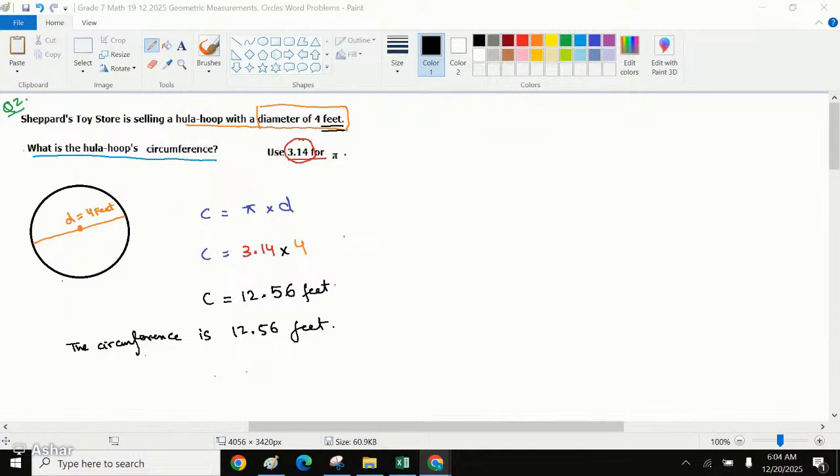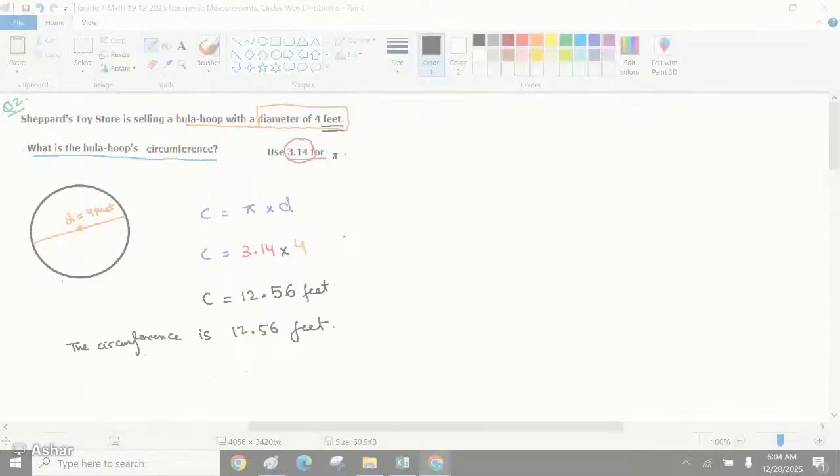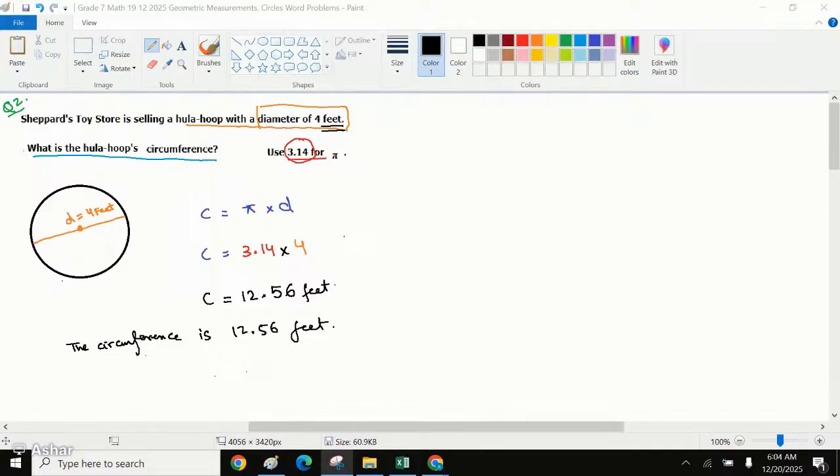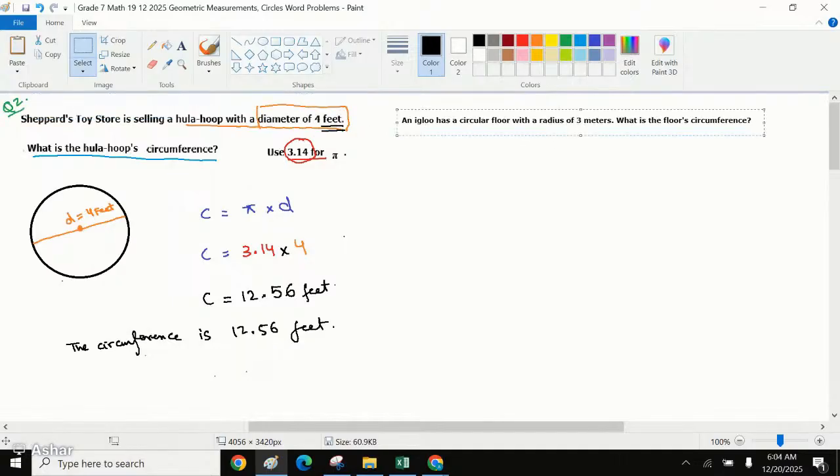Give me a second. I'll just copy the question and we move on with question number 3. The question says that there's an igloo. An igloo is a place where Eskimos live, right?